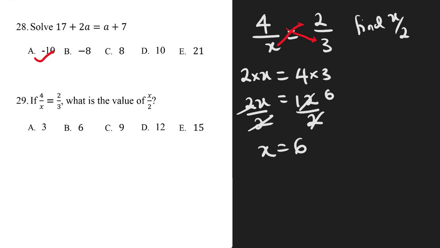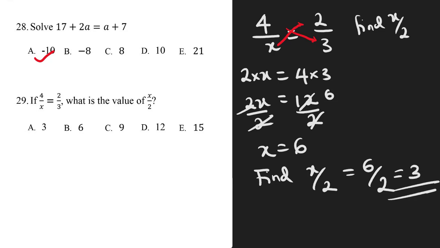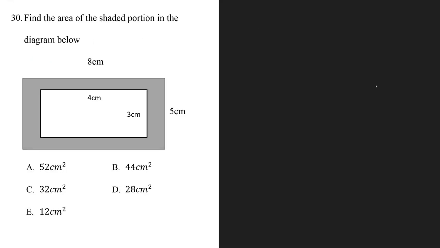So remember that this is not our answer. Why? Because we are asked to find x over 2. So now we're going to find x over 2. But remember that x equals 6. So wherever we see x, we're going to put 6. So it's going to be 6 over 2. Instead of x, we write 6, right? So 6 divided by 2 is 3. So the answer is 3. Let's check our options. The answer is A. Alright, question 30 says, find the area of the shaded portion in the diagram.